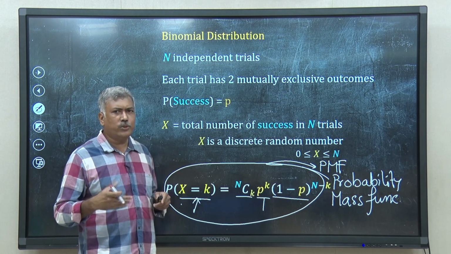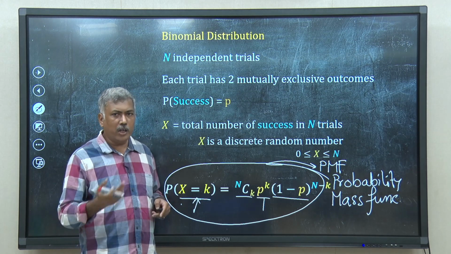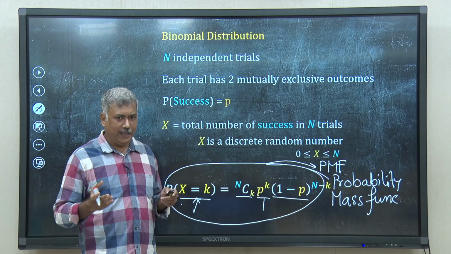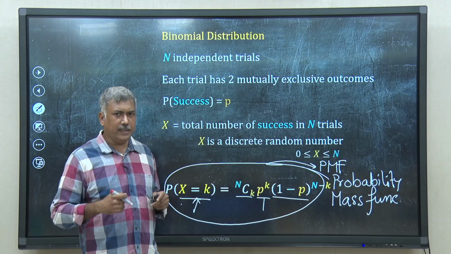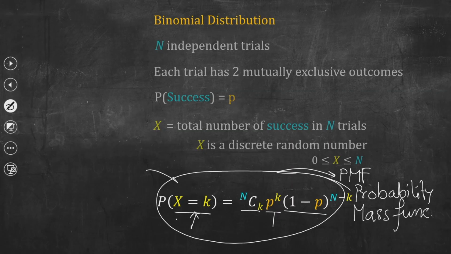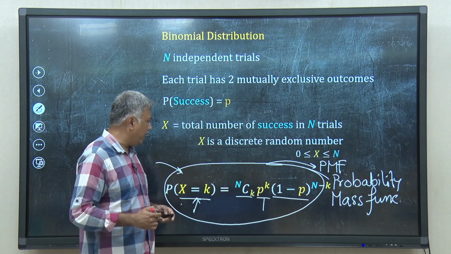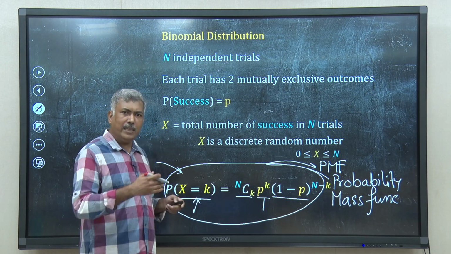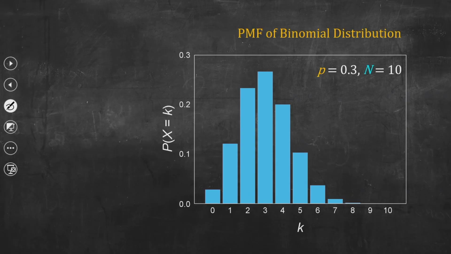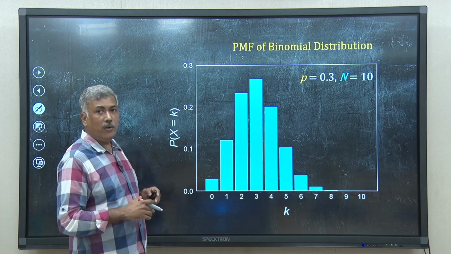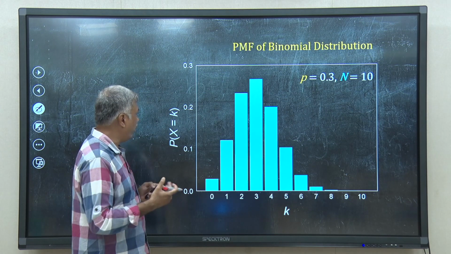Now coin toss has two options, right? I will get head or tail, or if you are studying mutation, either it is mutated or not mutated, but always it will not be like that, right? So there are some other cases also. But before I go into those other cases, let me represent this PMF, probability mass function, graphically. So what I have done, I have taken a specific value of n and a specific value of p, and then I plotted a diagram. So it looks like this. So for n equal to 10 and p equal to 0.3, that is probability of success, that is probability of head or something like that, is 0.3.